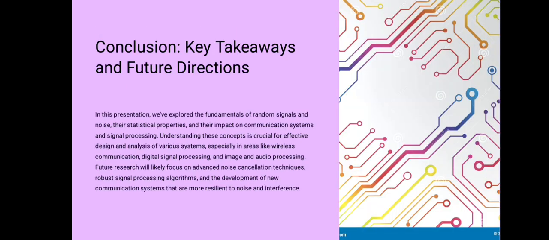Now, in the conclusion, to summarize, we have discussed random signals, their statistical properties, power spectral density, and the impact of noise on communication systems. Understanding these concepts helps in designing effective signal processing and transmission methods. Looking ahead, advancements in noise cancellation and robust signal processing will continue to improve the reliability of modern communication systems.